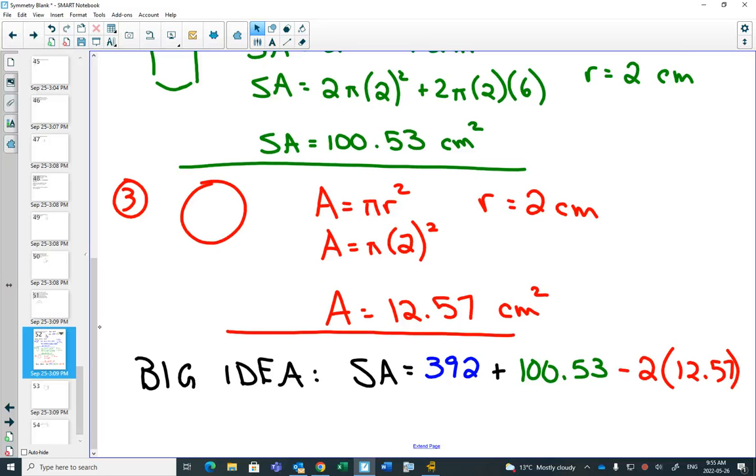Now, for some of you next year, if you take pre-calculus, you would want to make sure that when you use your values on your calculator, you don't round until your final answer. So you want to take all the decimal places that you had before. And then when you get to your final answer, surface area equals 467.4 centimeters squared.